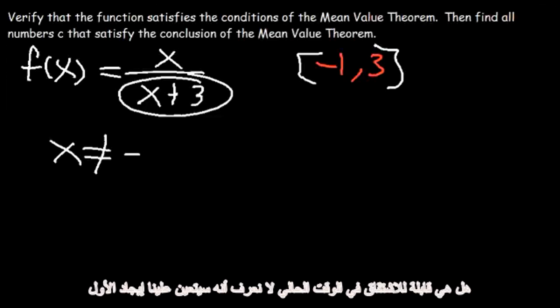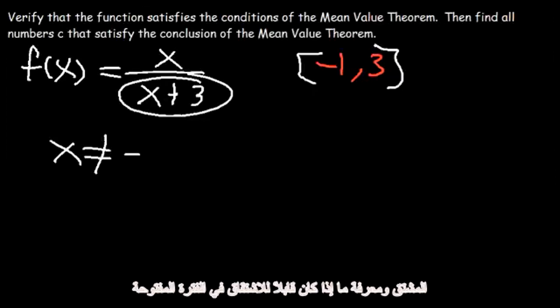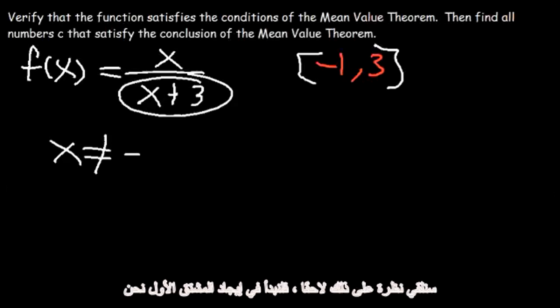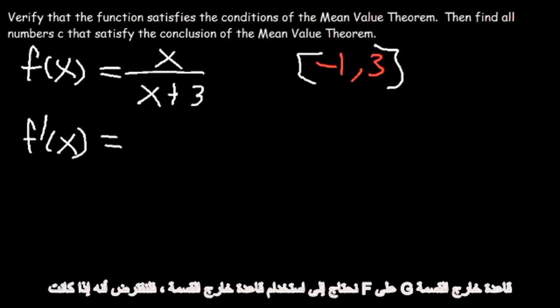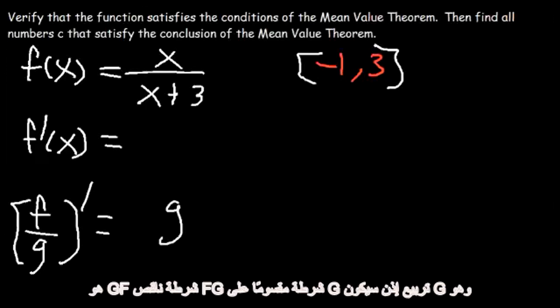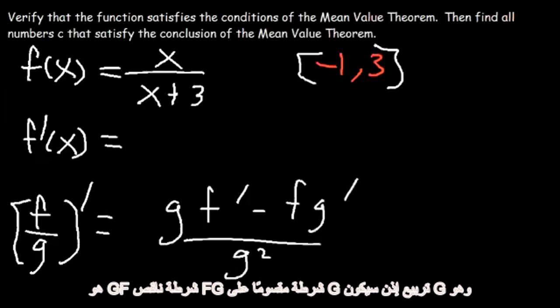Now, is it differentiable? Right now, we don't know. We'll have to find the first derivative and see if it's differentiable on the open interval. So we'll take a look at that later. So let's go ahead and find the first derivative. We need to use the quotient rule. So if it's f over g, the quotient rule is g f prime minus f g prime, divided by g squared.